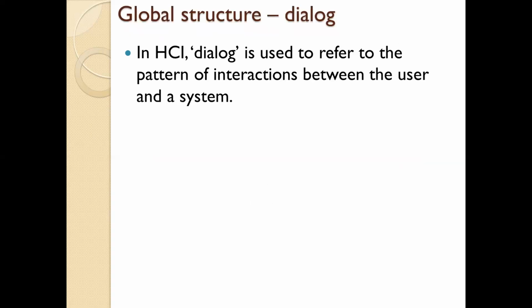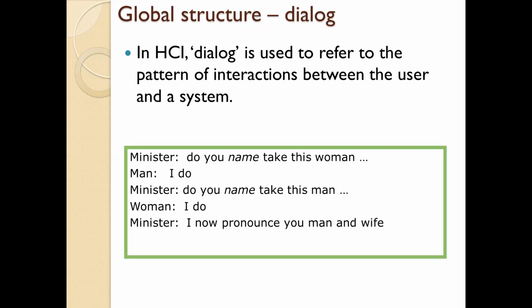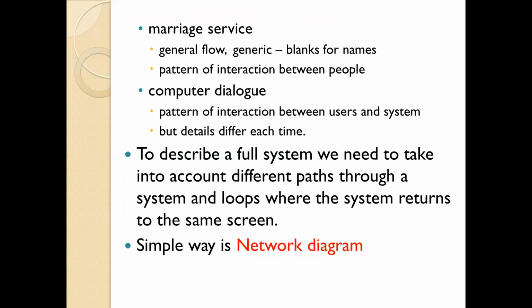Global structure: dialogue. In HCI, dialogue is used to refer to the pattern of interactions between the user and the system. So, what is dialogue? Do you, name, take this woman? I do. Do you, name, take this man? I do. I now pronounce you man and wife. A marriage service has a general flow, generic, with blanks for names, a pattern of interaction between people. Computer dialogue is a pattern of interaction between user and system, but details differ each time.